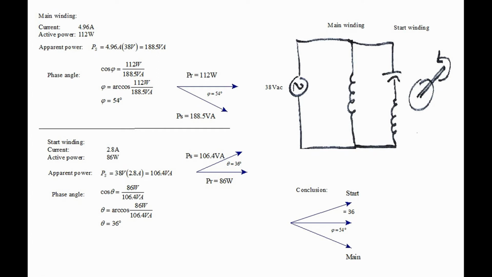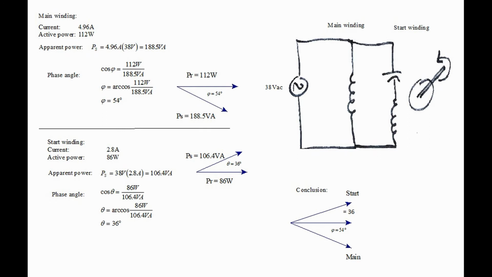In the main winding, we are given the current and the active power, and then we use the voltage to calculate the apparent power in volts amps. Because the main winding is purely inductive, we can expect a phase angle between the voltage and the current. Using the formula shown in the diagram, we can calculate that the current is lagging the voltage by 54 degrees.